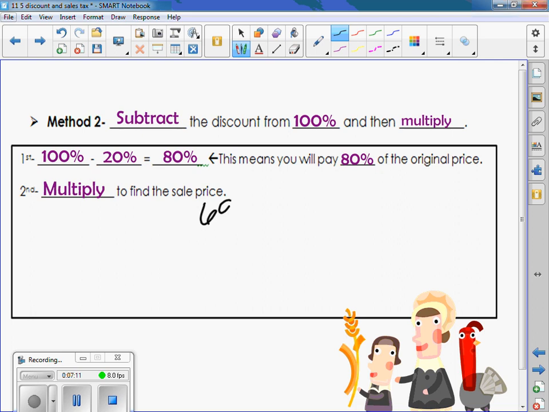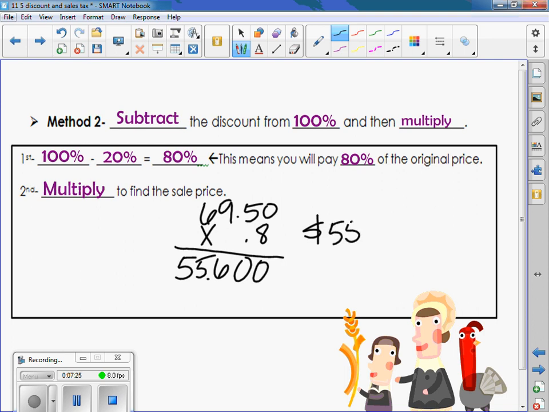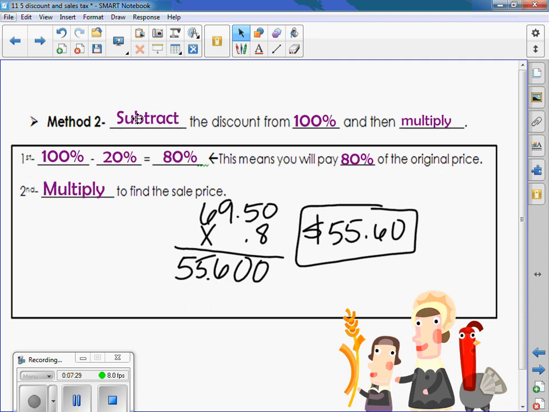So you could just find 80% of $69.50, and to do that you would multiply. So $69.50 times 80%, or 0.8, and you would still get $55.60. So this condenses it down to one step if you're asked to find the sale price. It kind of overrides finding the discount first.